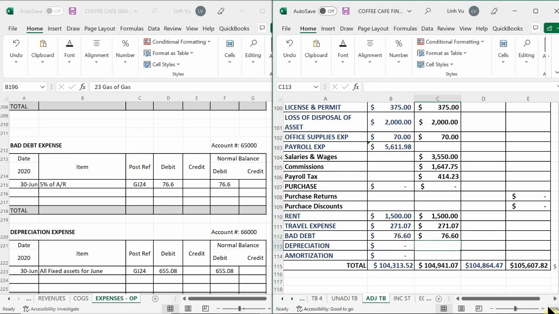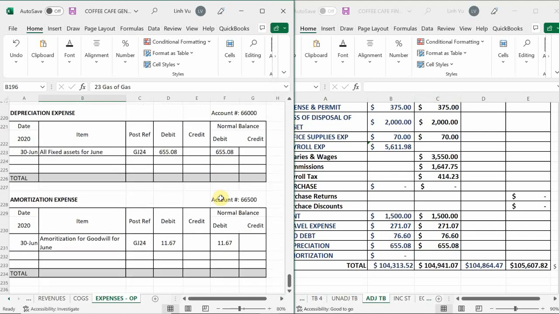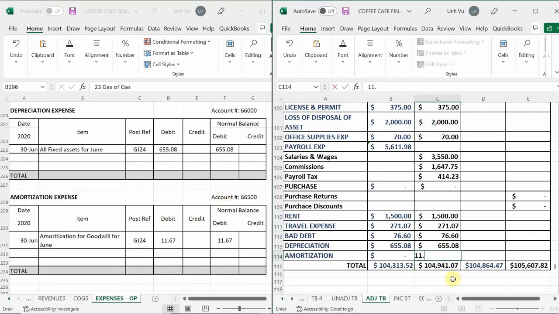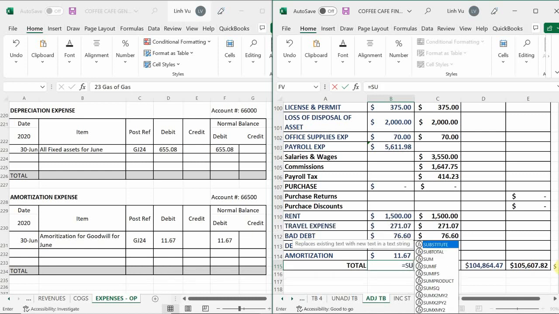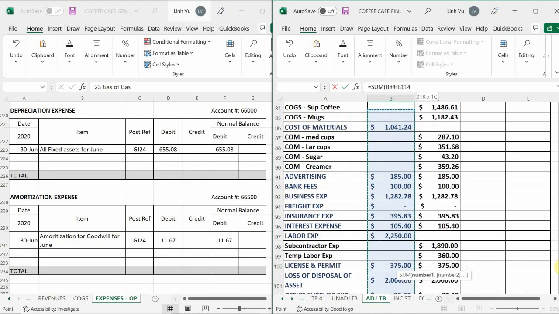So in this case, I have to re-enter the formula, just fine. My depreciation is for $655.08. Okay. And last but not least, my amortization was for the $11.67. So in this case, I do have to redo my formula because my formula does not include the last 3 things that I added in there. So therefore, let me go ahead and redo my formula here. So equals sum all of these numbers here.